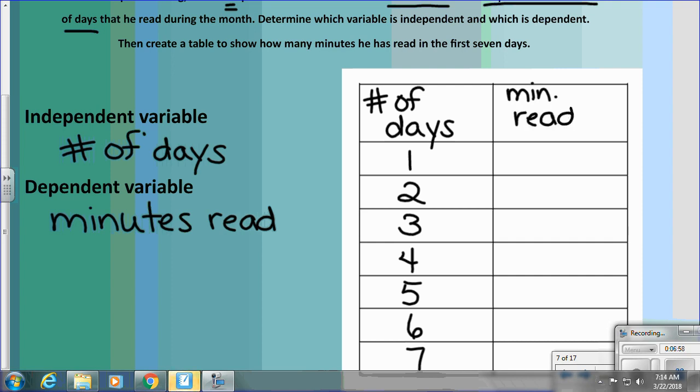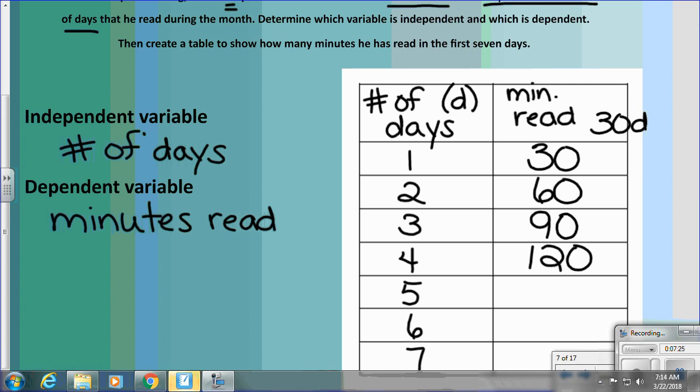And in order to get that, we need to apply the equation from above, 30D. Remember, this is a multiplication problem, so we're going to take 30 times the number of days, because the number of days was our D. So 30 times 1 is 30. 30 times 2 is 60. 30 times 3 is 90. 30 times 4 is 120. 30 times 5 is 150. 30 times 6 is 180. And 30 times 7 is 210.